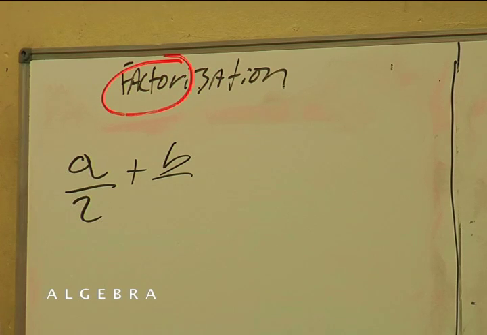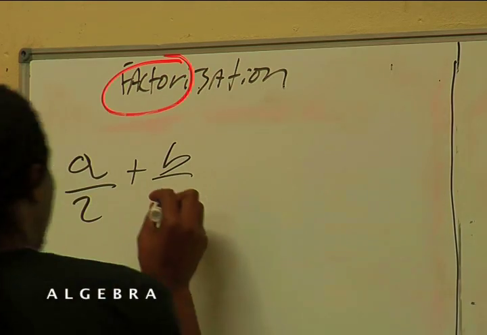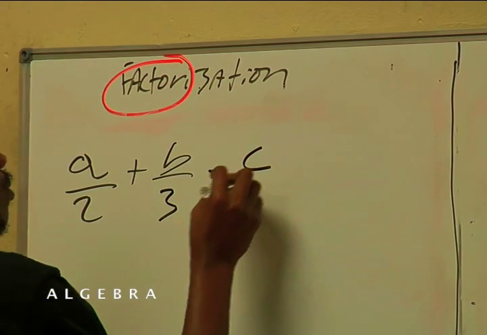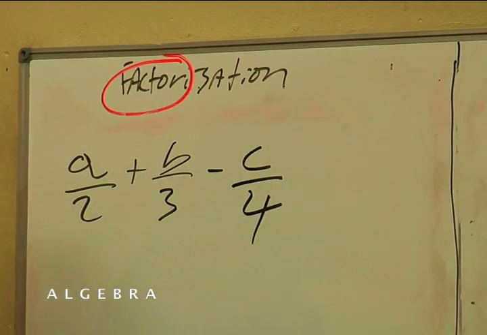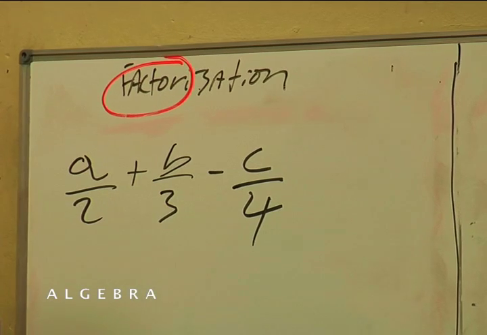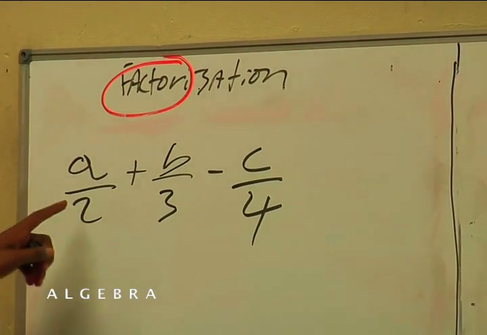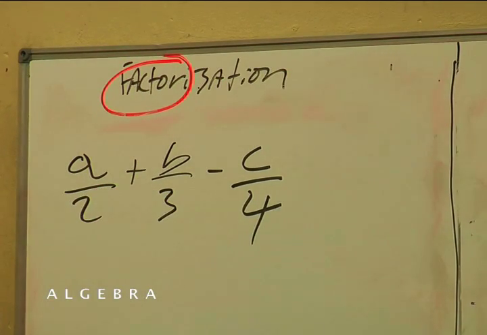B over 3 minus C over 4. Ready? Alright now. A over 2 plus B over 3 minus C over 4. What does that look like to you? So what do you do?